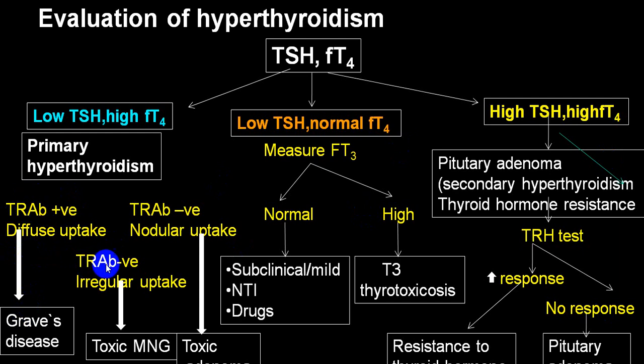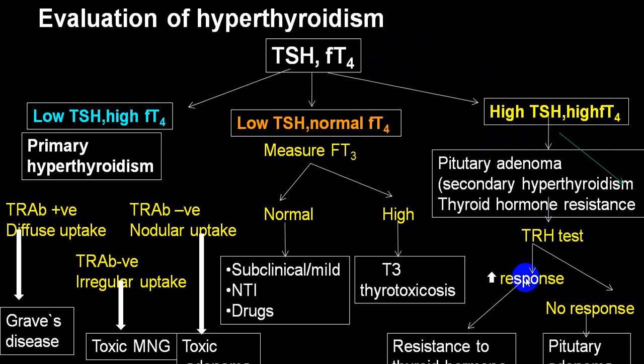If TRA antibody is negative and there is an irregular uptake, it is toxic multinodular goiter. If TRA antibody is negative and there is a nodular uptake, a high uptake in only one small area of the entire thyroid gland, we call it a single solitary nodule, toxic nodule. If there is a high level of TSH and high level of T4, then we suspect secondary causes, pituitary or hypothalamic disorders, where the TRH test should be done.